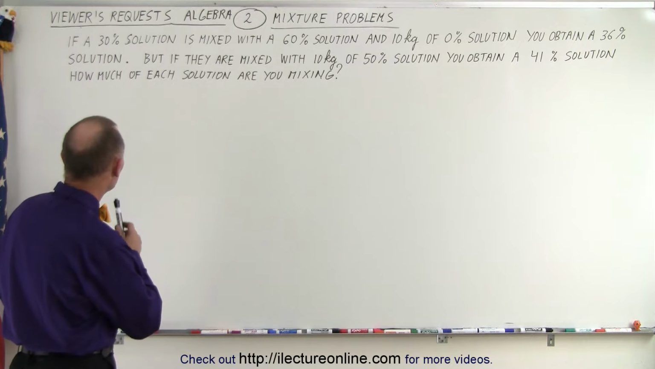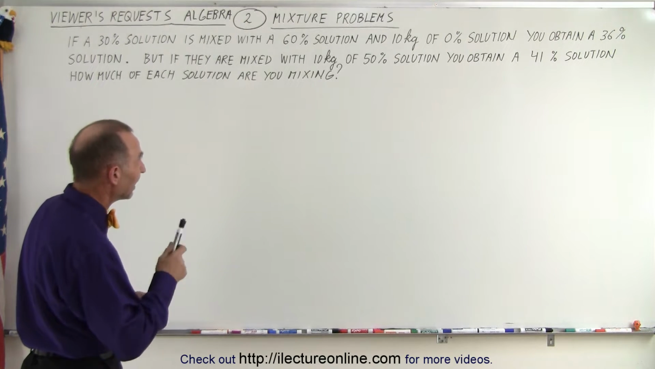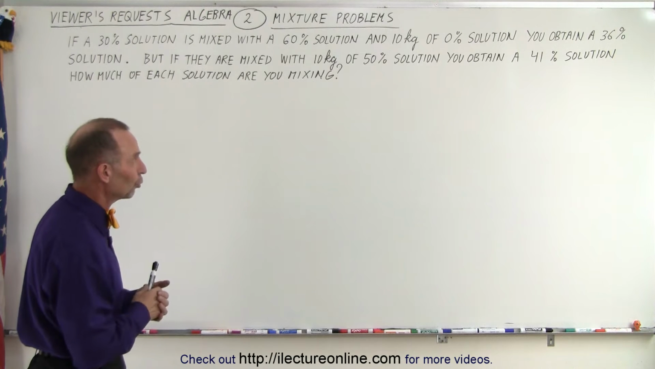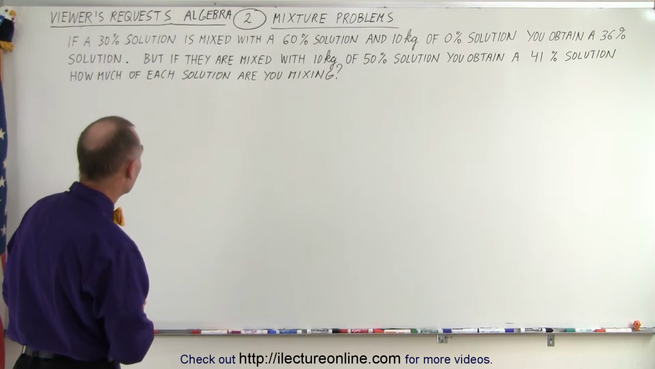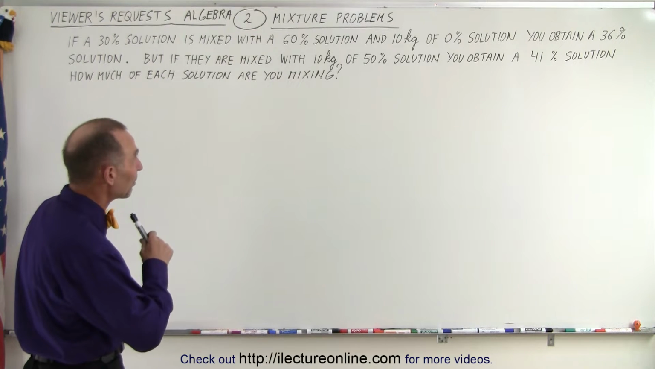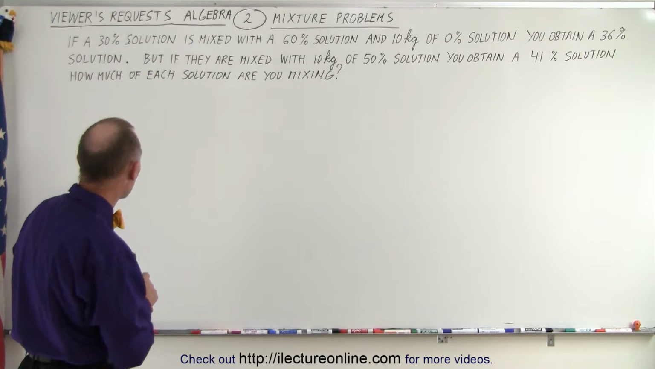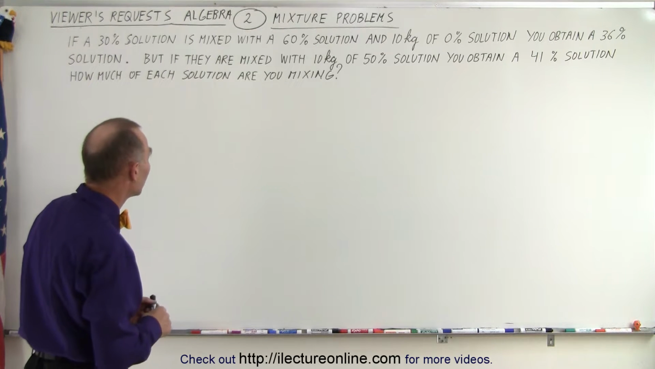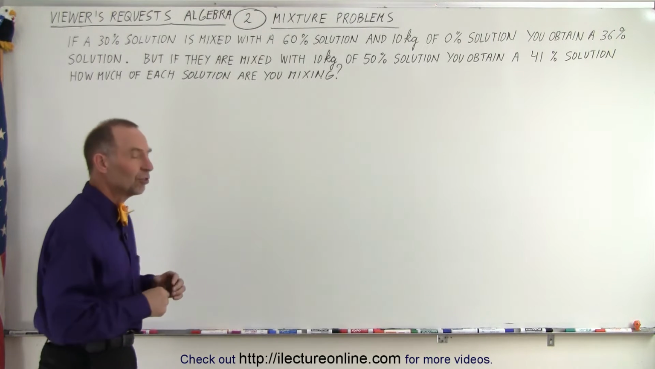It says if a 30% solution is mixed with a 60% solution and 10 kilograms of a 0% solution, you obtain a 36% solution. But if they are mixed with 10 kilograms of 50% solution, you obtain a 41% solution. How much of each solution are you mixing?